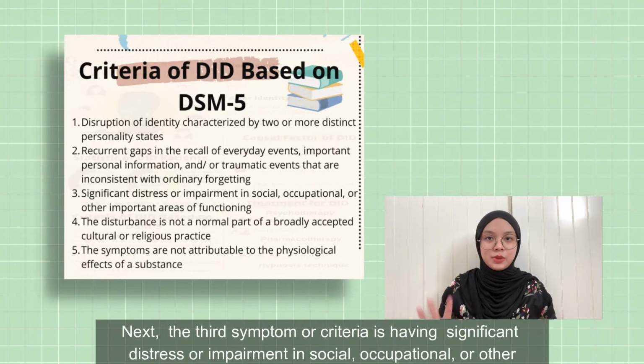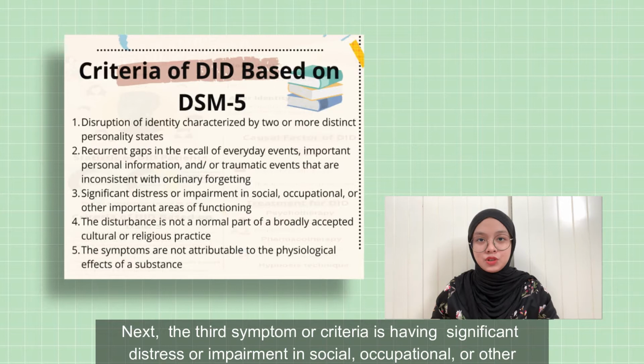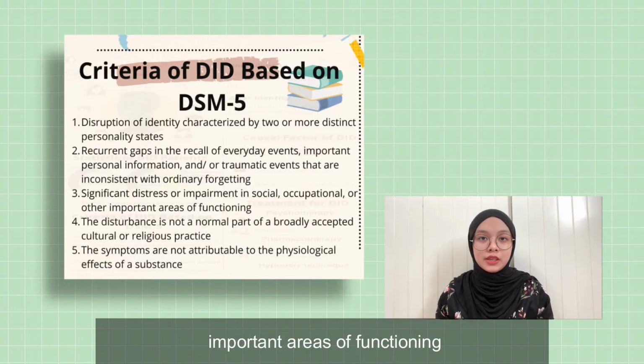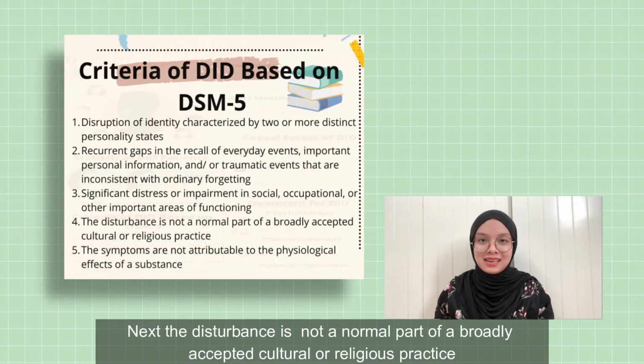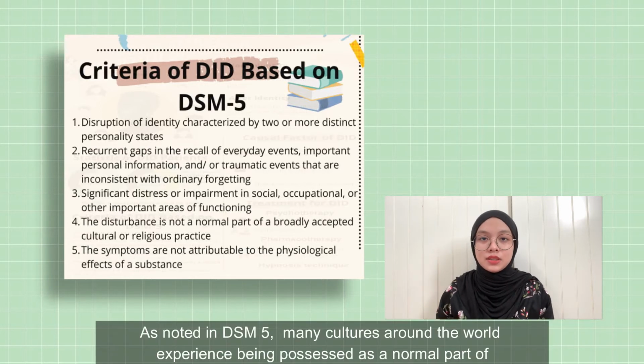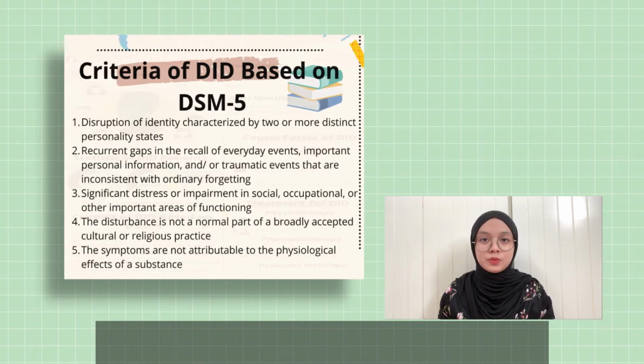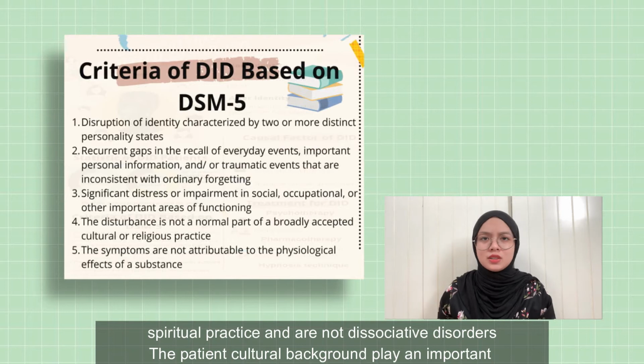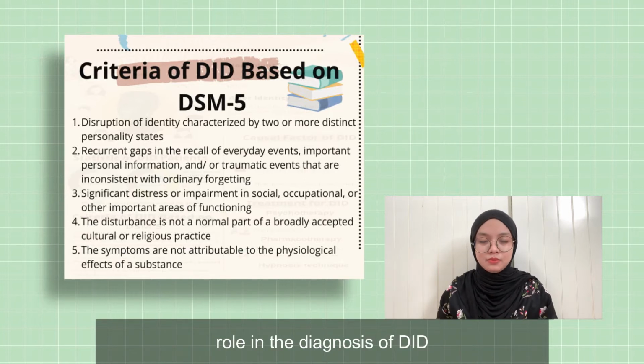Next, the third criterion is having significant distress or impairment in social, occupational, or other important areas of functioning. Next, the disturbance is not a normal part of a broadly accepted cultural or religious practice. As noted in DSM-5, many cultures around the world experience being possessed as a normal part of a spiritual practice, and this is not a dissociative disorder. The patient's cultural background plays an important role in the diagnosis of DID.